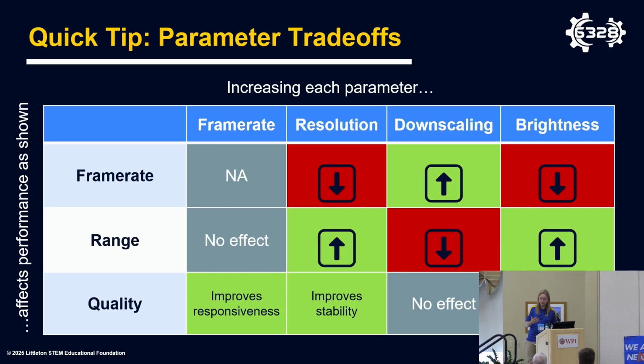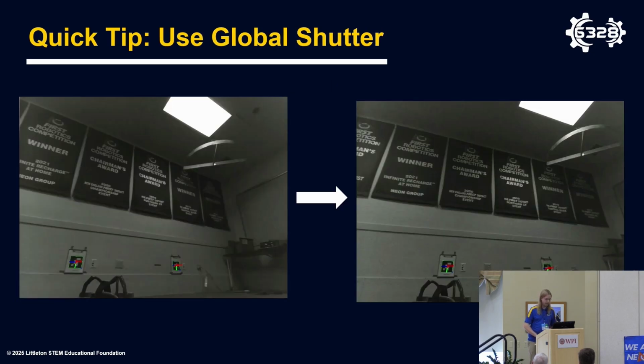And then brightness is another really important thing to tune, both with exposure and gain. The general advice is to keep this as low as you can get away with while still seeing tags at the range that you want, because increasing brightness negatively affects your performance in general.